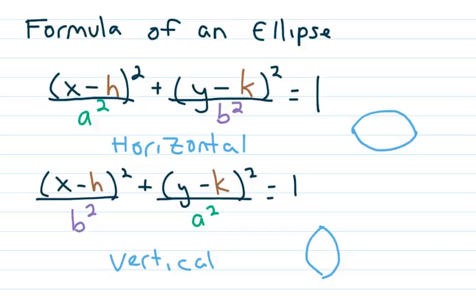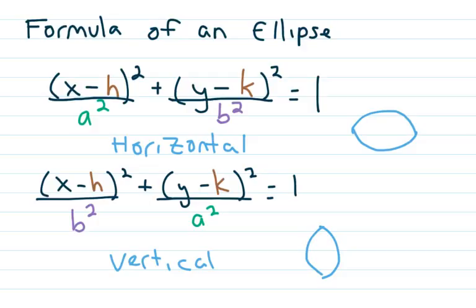So let's say that my a squared is 16. If I have it under the x's, then I know it's horizontal because it's my biggest one. We'll say b is 1. If I have my 16 under the y's, now it's vertical because it has to match my y values, which go up and down.